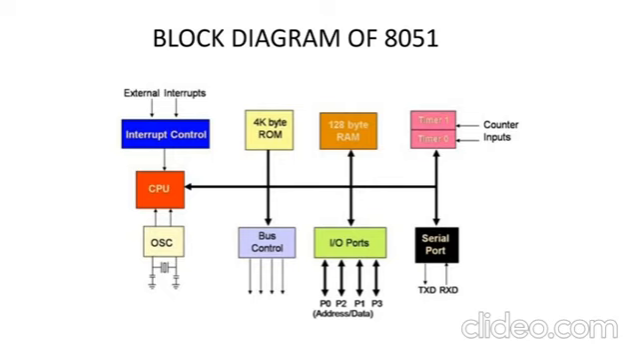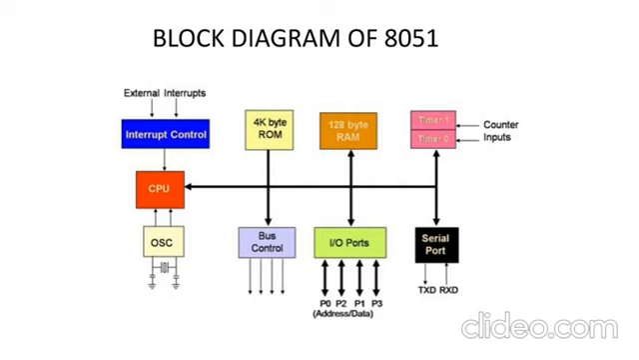Now you have timer 0 and timer 1. I said you have two 16-bit timers, so that is timer 0 and timer 1. Next you have RAM and ROM. Here the ROM size is 4 kilobytes, and the RAM size is 128 bytes. These both are the internal memory of this block diagram of 8051.